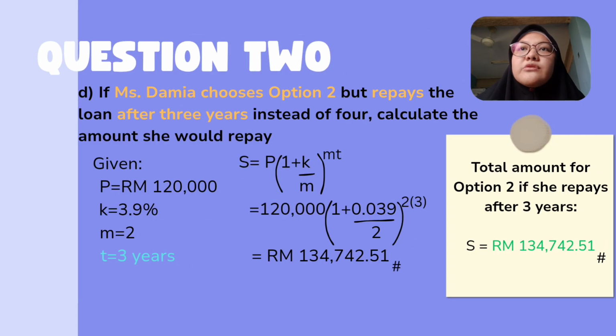Question D, if Miss Damia chooses option 2 but repays the loan after 3 years instead of 4, calculate the amount she will repay. Given P equals RM 120,000, K equals 3.9%, M equals 2, T equals 3 years. So we'll be using the formula S equals P(1 + K/M) to the power of M multiplied by T, and then we will get RM 134,742 and 51 cents. So that is the total amount for option 2 if she repays after 3 years.